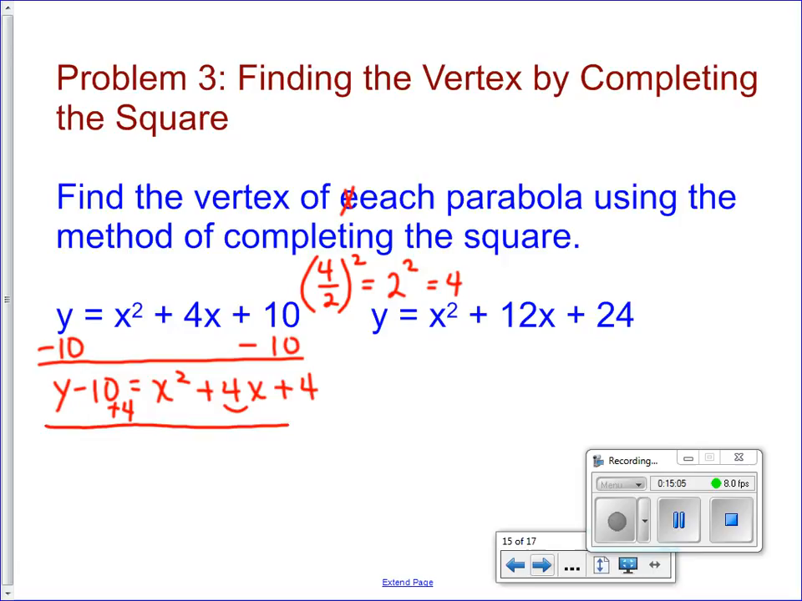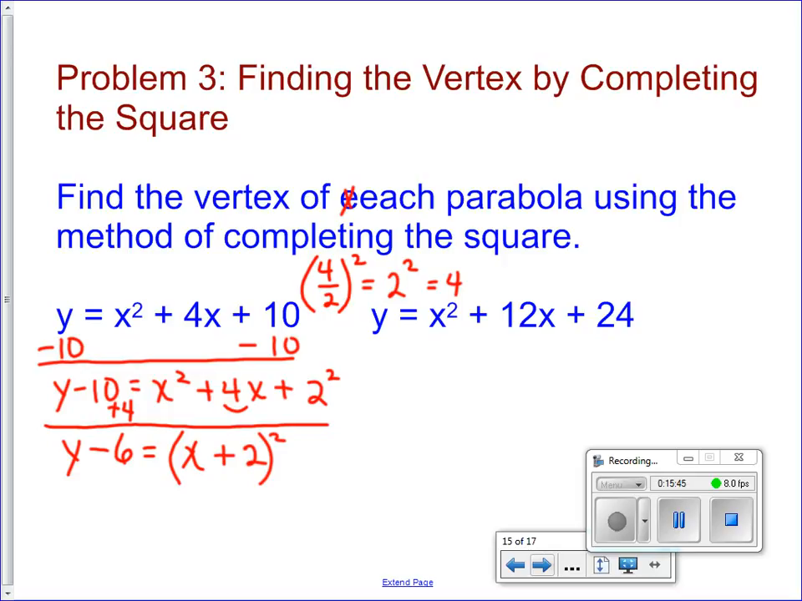So let's go ahead and write down what we have. y minus 10 plus 4 would be y minus 6. On the right hand side, I'm going to factor this trinomial, which would factor into x plus 2 squared. And you may prefer, in this step right here, simply taking the 4, dividing it by 2, and showing it this way. That's up to you, but it does help you factor it because your two factors are x plus 2 and x plus 2.